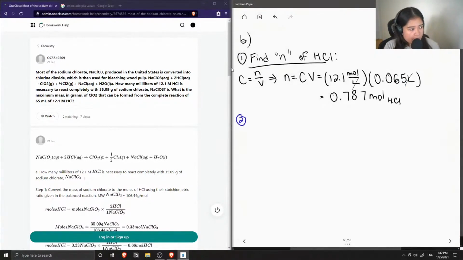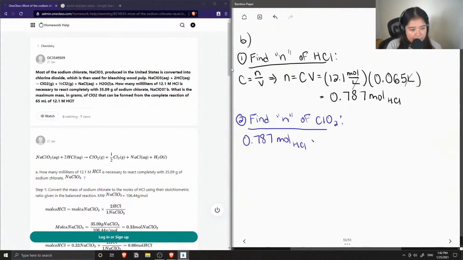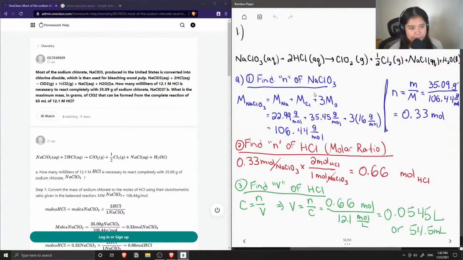Okay, so for step 2, we now need to use the molar ratios to find the number of moles of chlorine dioxide. So we have 0.787 moles of HCl. And we need to look at our balanced chemical equation. And you'll see that for every 1 mole of chlorine dioxide that's formed, it needed 2 moles of hydrochloric acid.